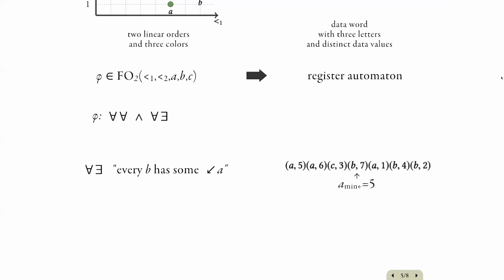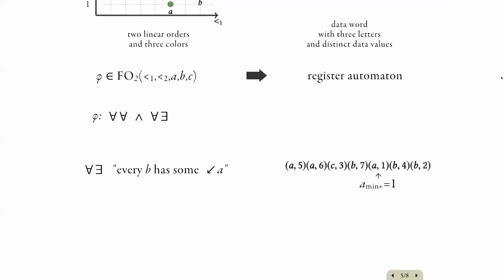Now let's look at a typical constraint of the form for all exists. So here's a constraint which says every B has some A to the southwest of it. And we observe that we can use the same register to verify this condition. Whenever we see a B, we check that its value is larger than the value stored in the register. So here we have a 7 and it's larger than 5, so this means that the condition is satisfied by this B.